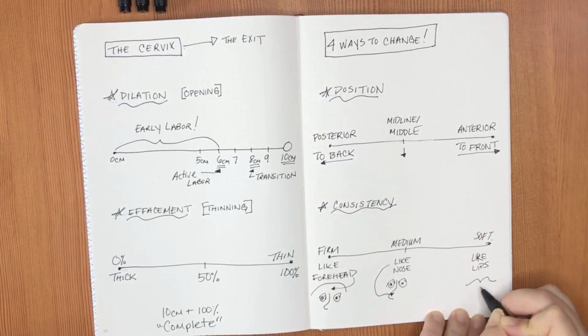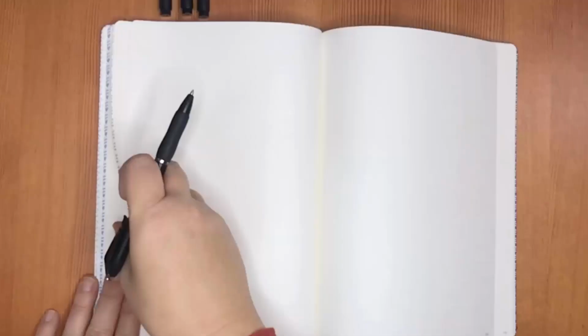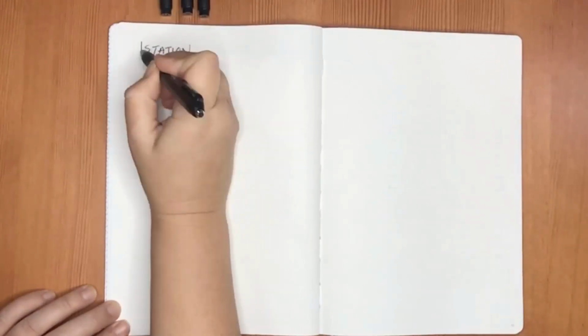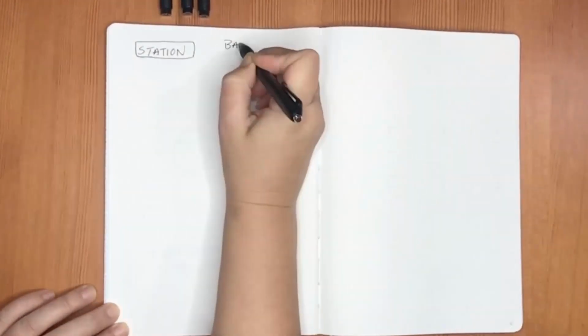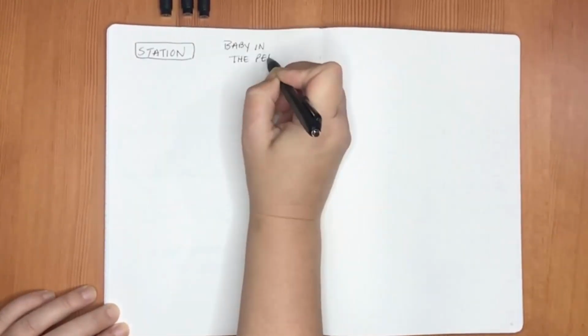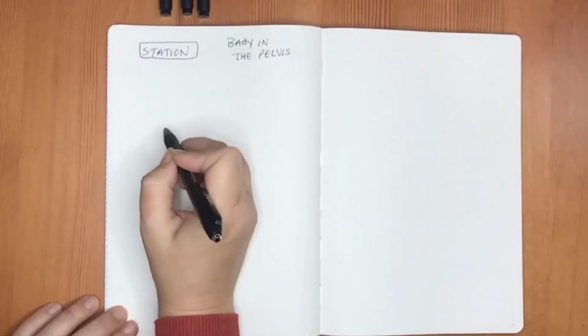Completely soft. So, four ways the cervix can change. In addition to cervical change, another way to know that we are progressing in labor is to find out our baby's station. So station is how the baby is in relation to the pelvis. And this is measured by looking at where the top of the baby's head is in relation to the pelvis.